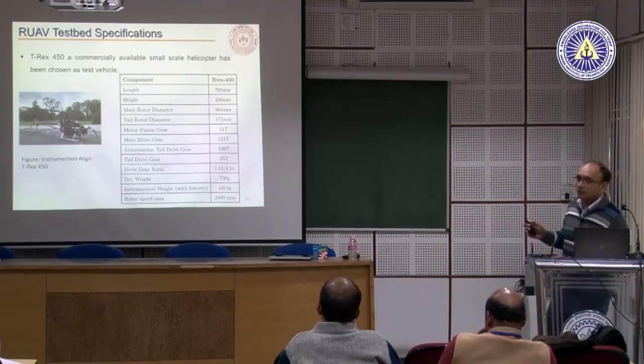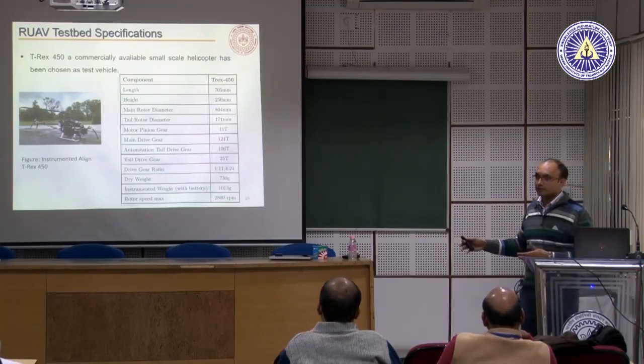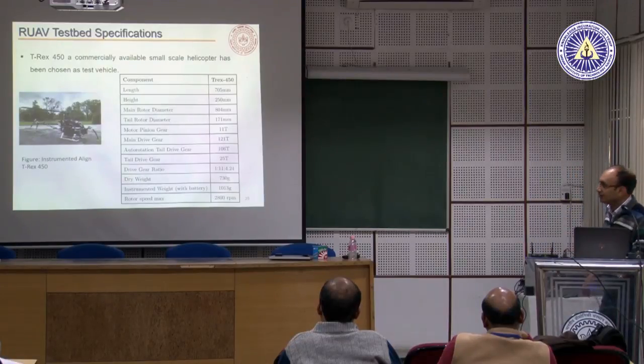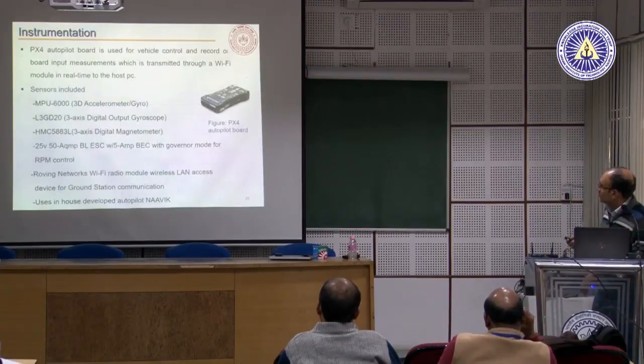So, you can see our goal is to go from 1 kg to 10 kg, then directly to several thousand kgs, because we do not have any other helicopter in the middle available. Maximum rotor speed for this is around 2800 rpm. So, this is the vehicle which we chose.